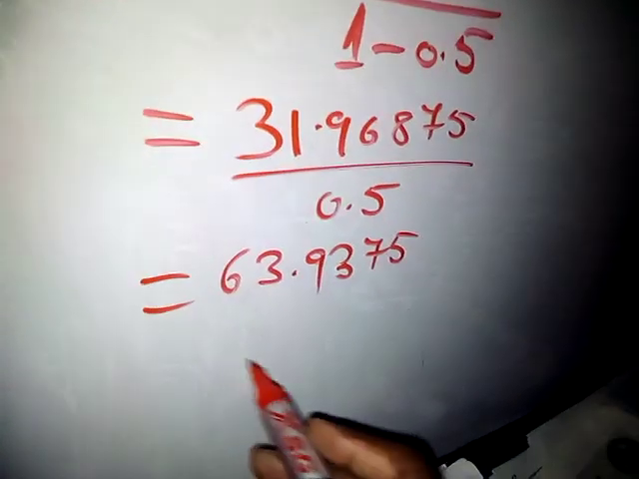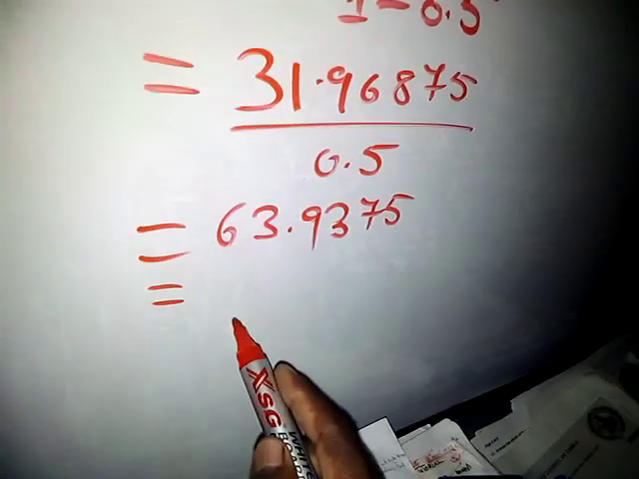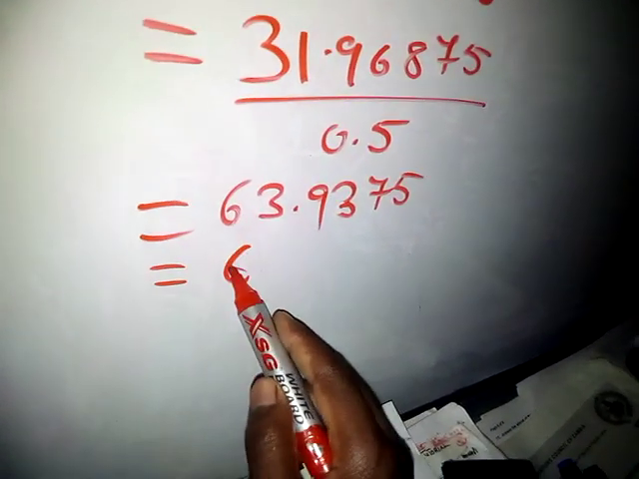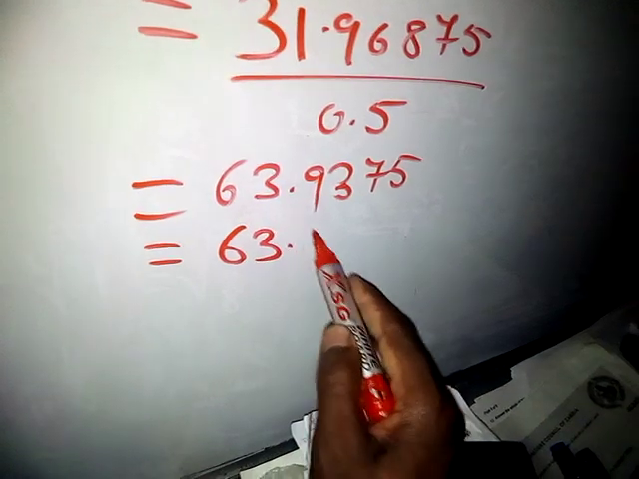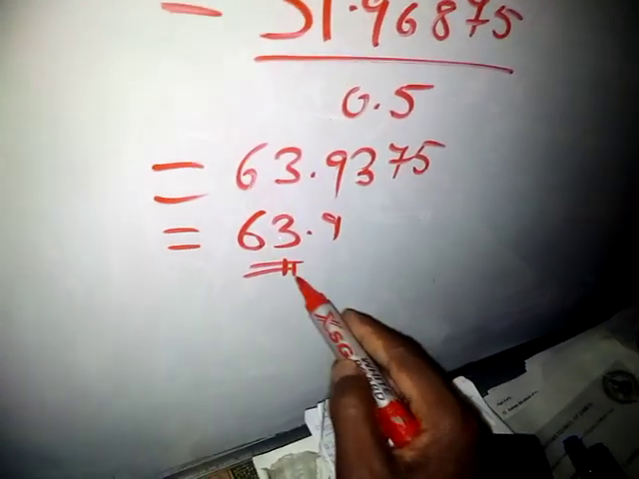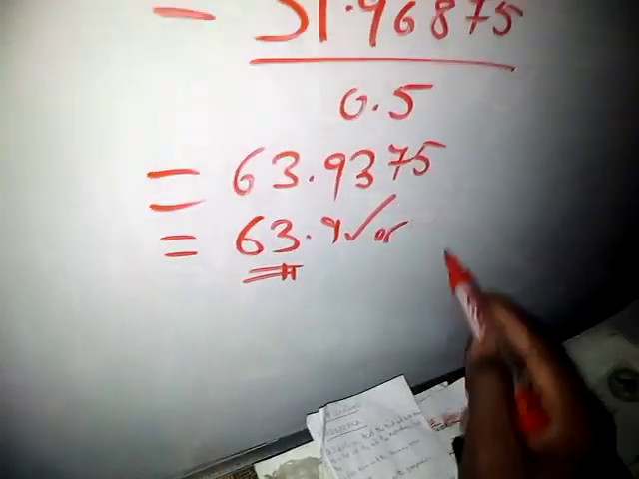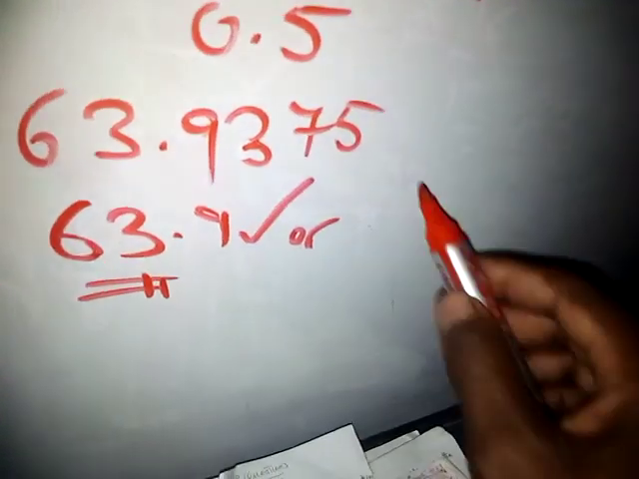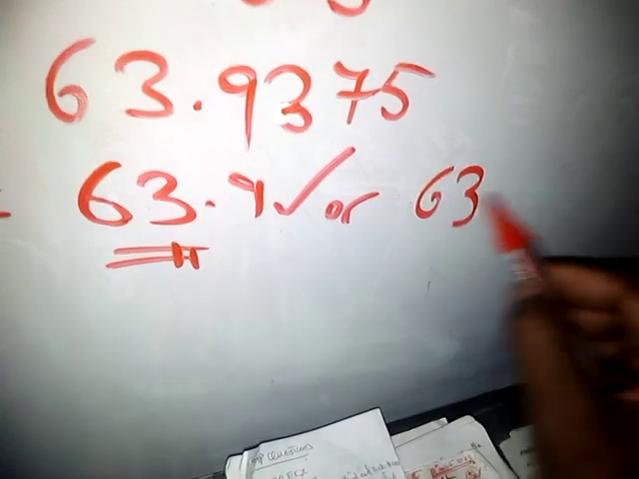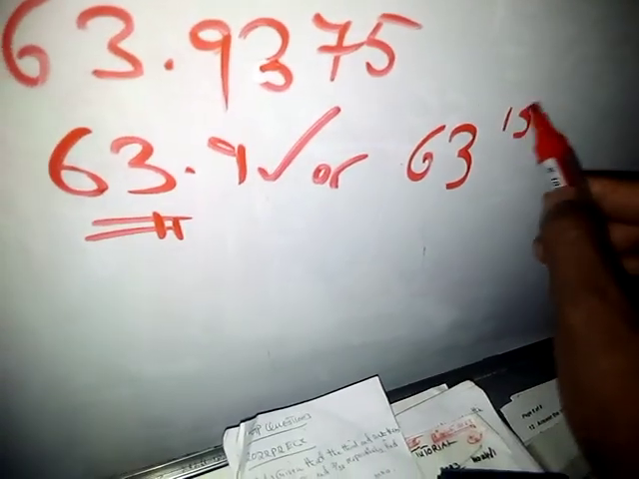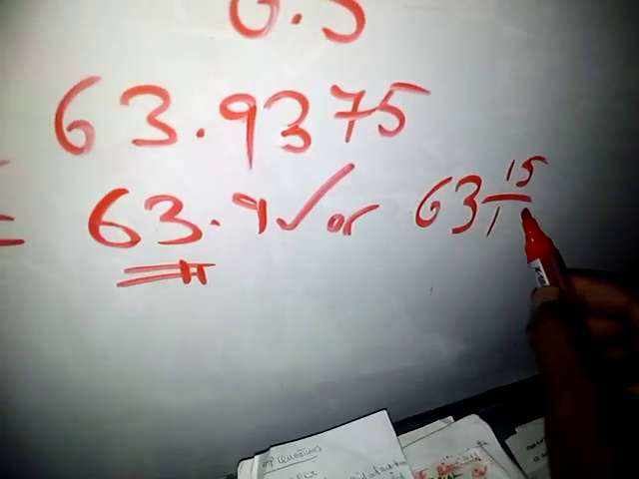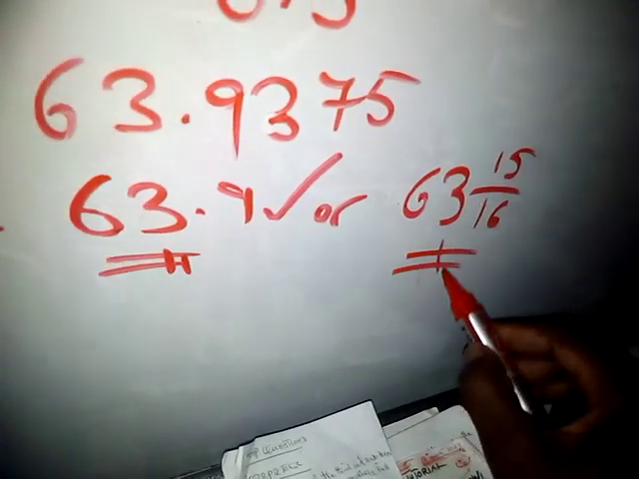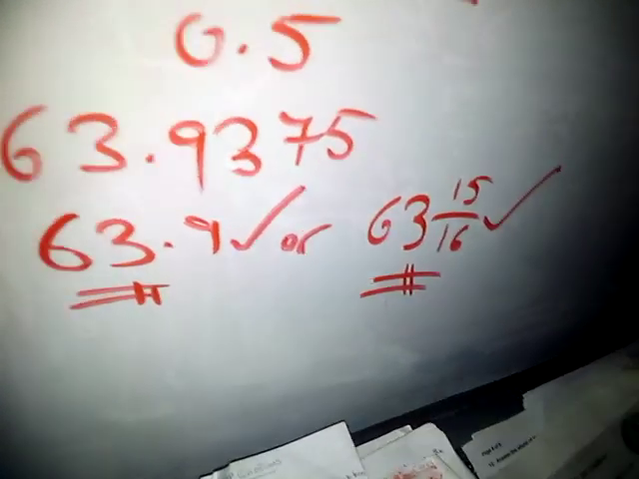Now we see here that your answer could be left in three significant figures, and this would be 63.9 as your answer. Alternatively, your answer could be left as a mixed fraction, and this will be 63 15/16, yet another way you could leave your answer.